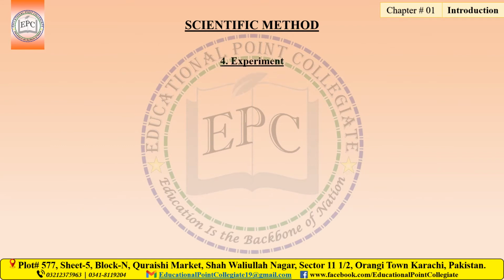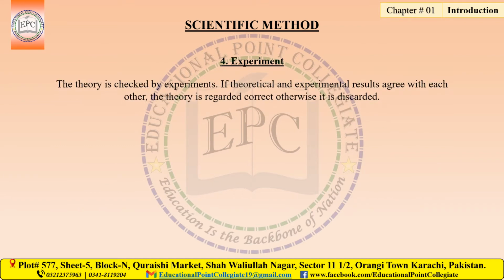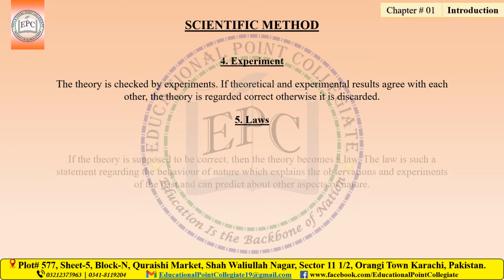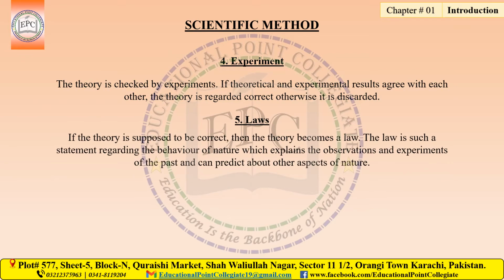4. Experiment. The theory is checked by experiments. If theoretical and experimental results agree with each other, the theory is regarded as correct, otherwise it is discarded. 5. Laws. If the theory is supposed to be correct, then the theory becomes a law. The law is such a statement regarding the behavior of nature which explains the observations and experiments of the past and can predict about other aspects of nature.